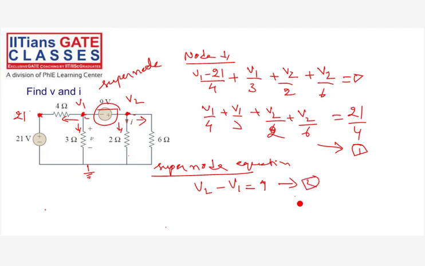V is directly V1. How to find I? V2 by 2. Yes, V2 by 2 is I. This is how you find V1 and V2.